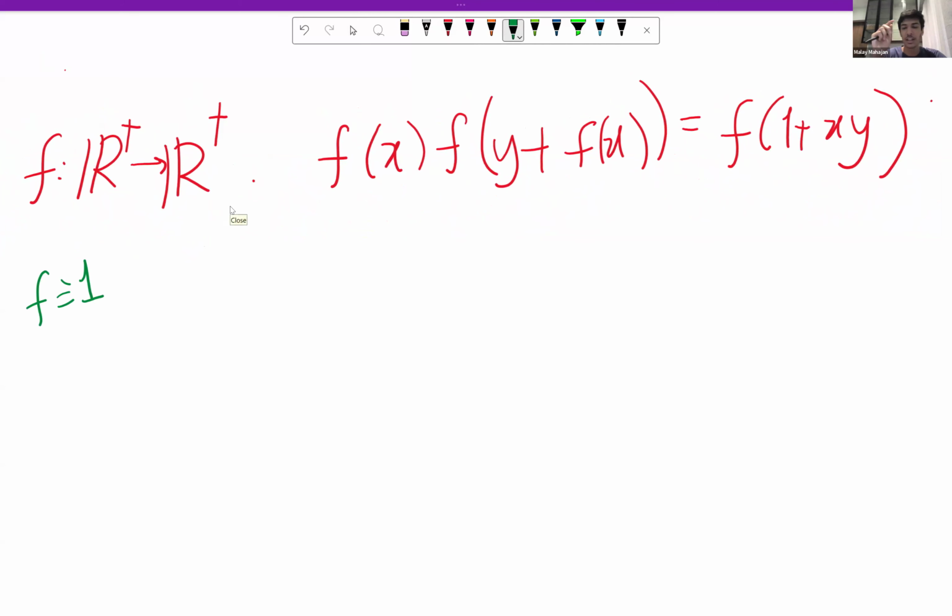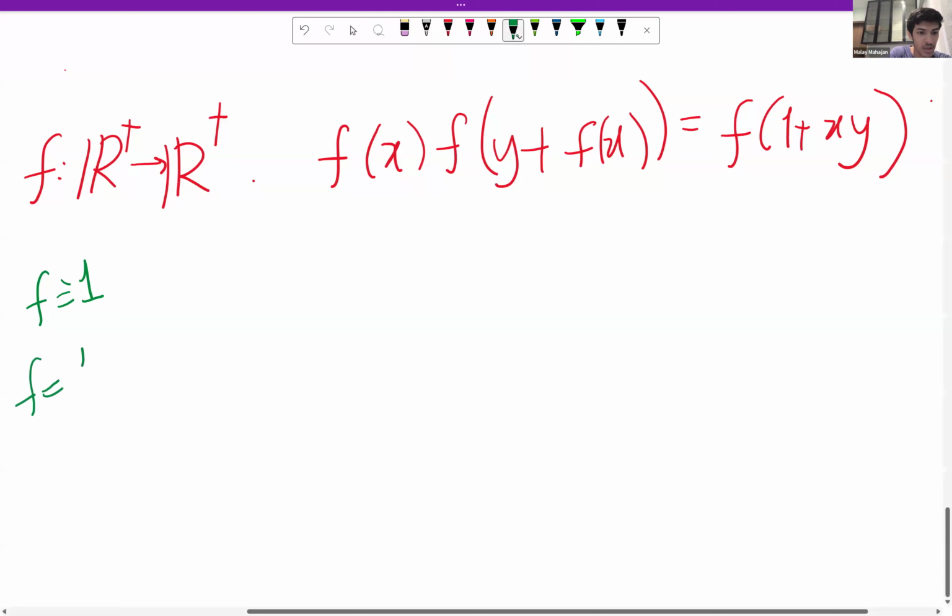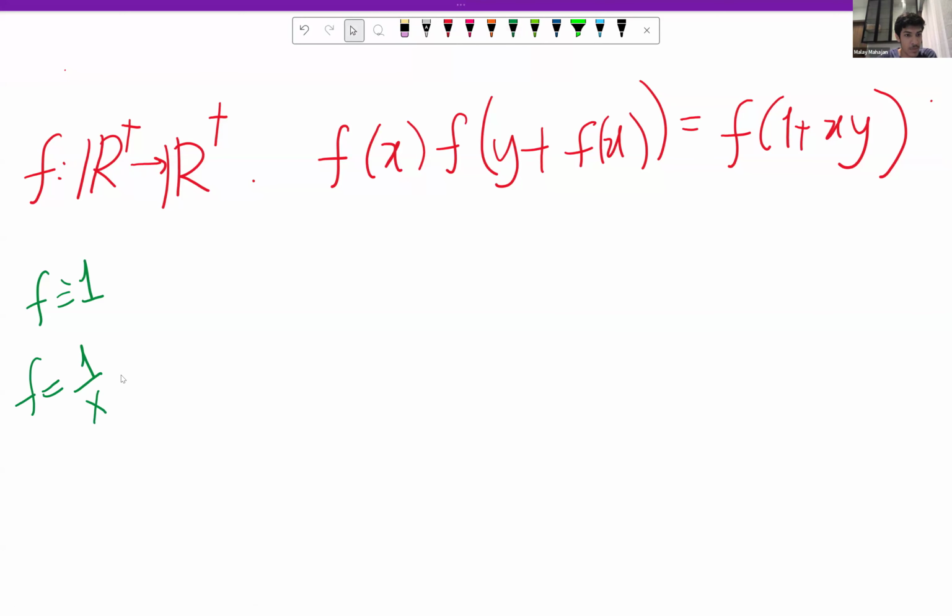So check in this problem, f(x) equals x does not work, and neither does any linear function other than 1. Any ax plus b won't work. But if linear doesn't work, maybe check 1 by x, and it actually works. So it's useful to have this checked before you start running the problem. Okay, that's a good idea.